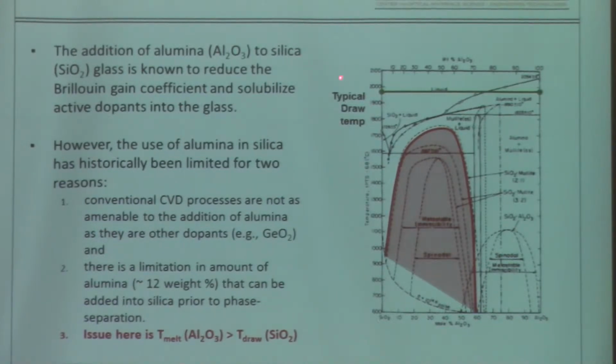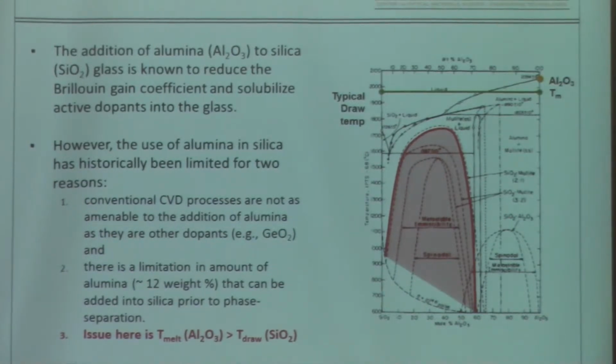We typically draw the silica cladding at 1925, 1950 centigrade. Alumina doesn't melt till 2050. Oops, there it is. So it doesn't qualify for what I had said. It melts below the drawing temperature, right? But this is where the nice thing about glass is that it's kinetic. So you can influence its properties by time, temperature, and size, right?